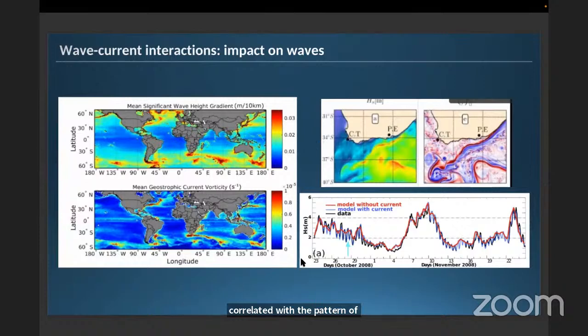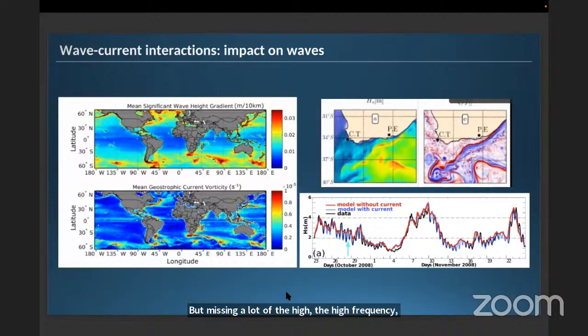And on the bottom, you can see the data from altimetry in black, a time series of the significant wave heights. And then if you model the wave heights with a wave model, but without accounting for currents, you have the red line, which is similar in the general trend, but missing a lot of the high frequency variability of the waves.